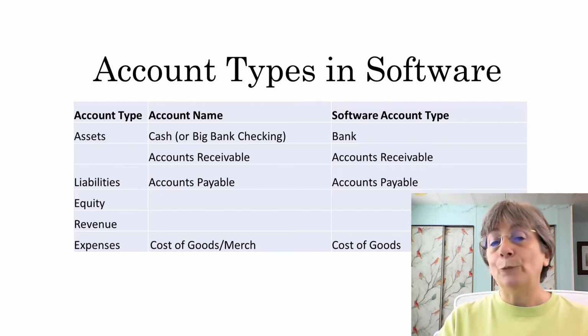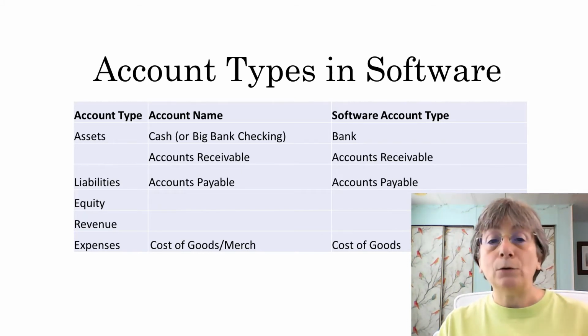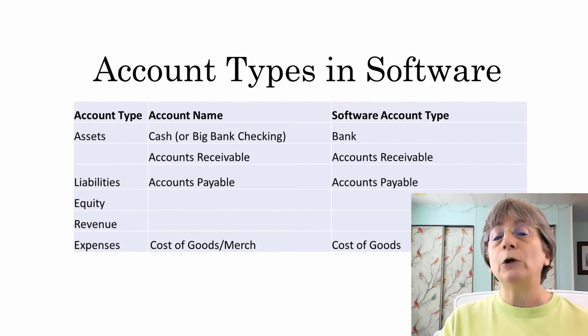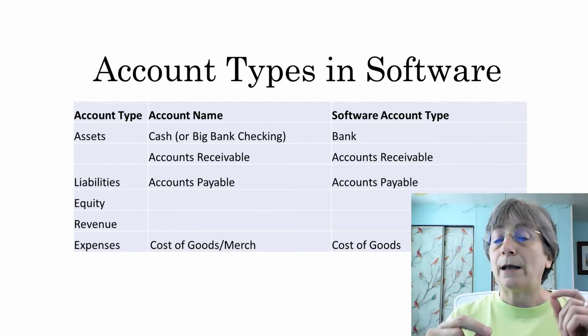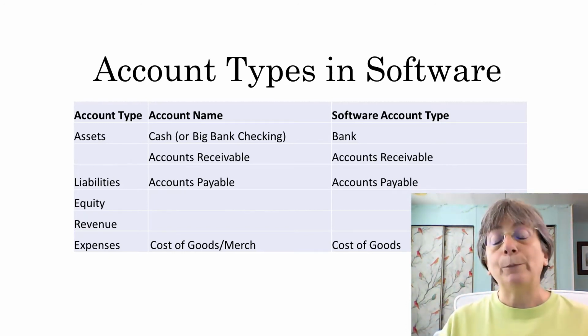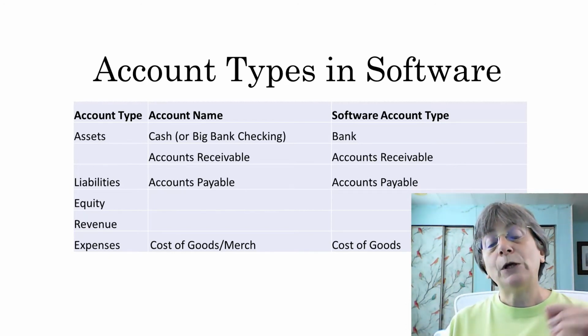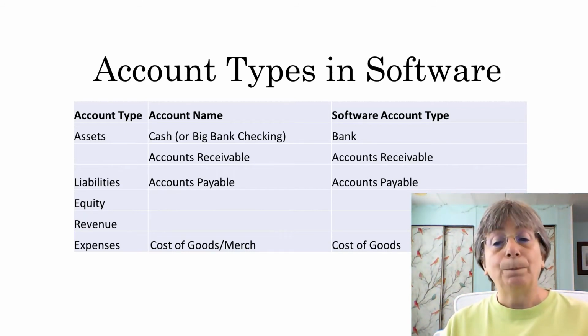If we buy from vendors on credit or on account, in accounting class, we would call this a liability named accounts payable. In our software, we would assign this as an account type called accounts payable rather than liability. And this tells our software that we will be using this to track and pay our bills and to run reports that show us how much we owe to different vendors.